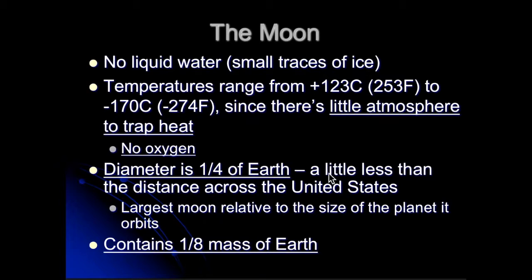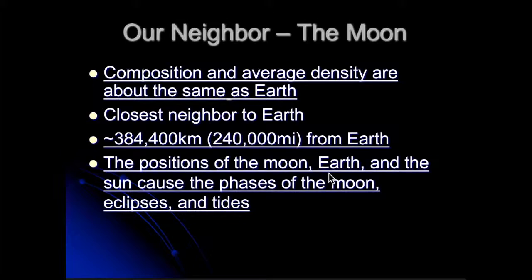The diameter of the moon is about a quarter of the Earth, so it's a little less than the distance across the United States. And it is the largest moon relative to the size of a planet it orbits. The moon contains about 1/8 of Earth's mass. So taking a look at our neighbor, its composition is very similar to Earth, and its density is also very similar. It is our closest neighbor, and it's about 240,000 miles away, compared to the Sun, which is 93 million miles on average. And the position of the moon, the Earth, and the Sun together are what causes the phases of the moon, eclipses, and tides, which we'll talk about in the next section.